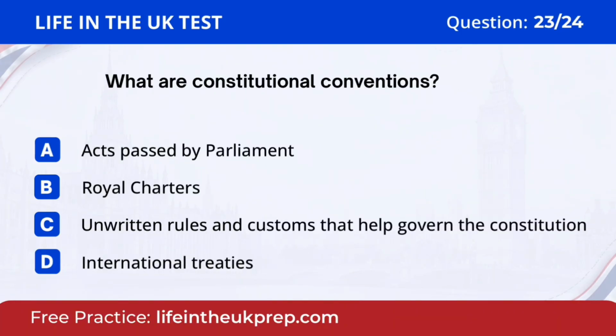Question 23. What are constitutional conventions? A. Acts passed by Parliament. B. Royal charters. C. Unwritten rules and customs that help govern the Constitution. D. International treaties. The answer is C. Unwritten rules and customs that help govern the Constitution.